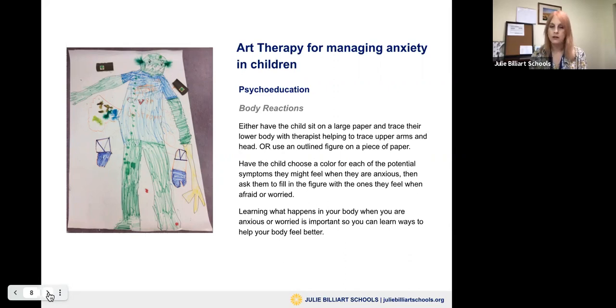And then that way, of course, psychoeducation, learning what happens in your body when you are anxious or worried is important, so you can learn ways to help your body feel better, right? And I think as adults, we feel stress in so many ways. You get that knot in the pit of your stomach when you're waiting for an answer, or maybe you get headaches if you're worried about someone or something. Same thing for children, right? So they're feeling it in their bodies as well. So helping them recognize that is a good tool for them to be able to then manage it. Mm-hmm.